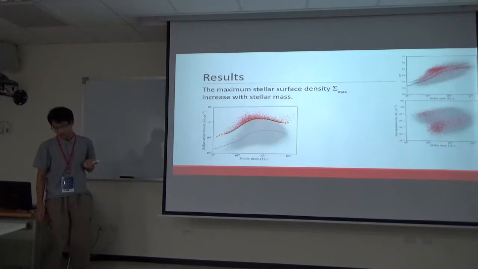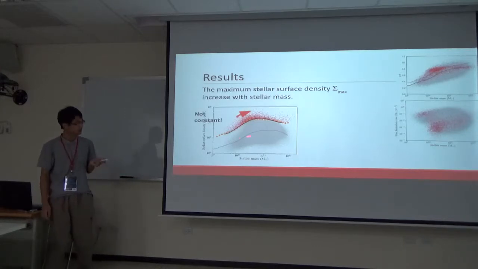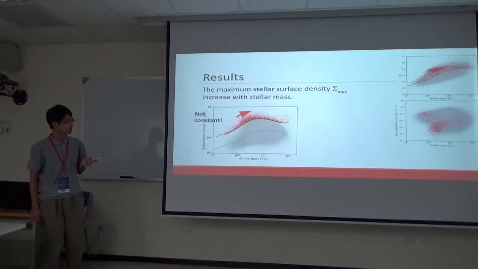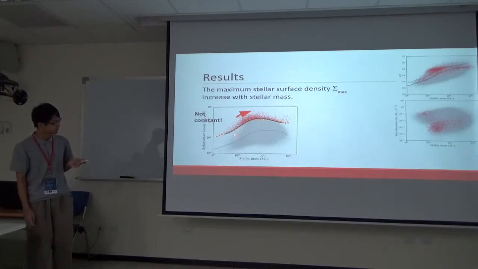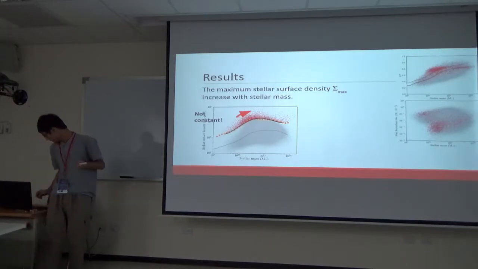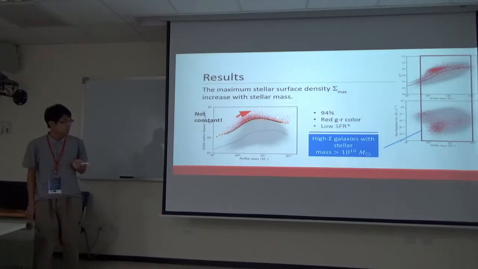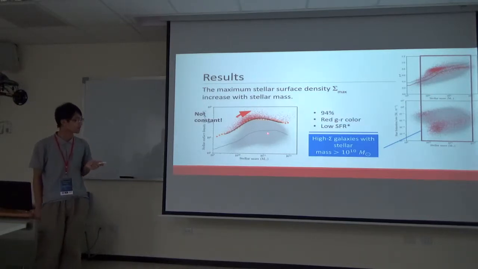For my result, you can see there is an increase in stellar mass density. So the maximum of this density is not a constant. Instead, it has a mass dependence: the maximum density increases when mass increases. Another result is that these high sigma galaxies are all red and have low star formation rate.